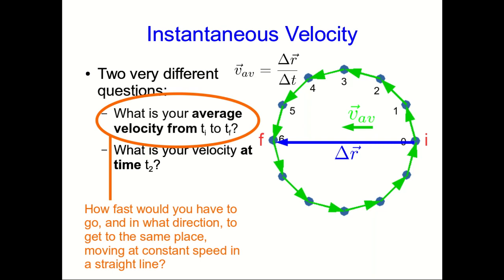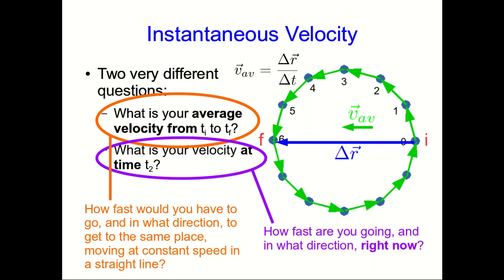Now let's think about that other one, your velocity at time t2. Now we can rephrase it. How fast are you going and in what direction right now, where right now means t2. That seems like a simpler question, doesn't it? But how would you answer it? Well, in practice, what you might do is measure the circumference of the circle and measure the time it takes you to go around the circle, divide the one by the other. Now you know your speed, you believe you're going at constant speed, and so you can just say you're going at that speed in whichever direction you're headed at time t2, and you can now represent that as a vector, v2.